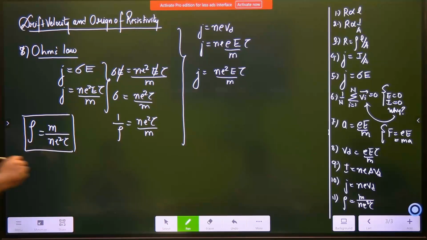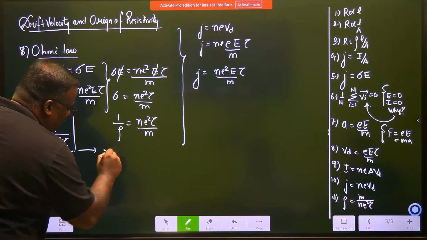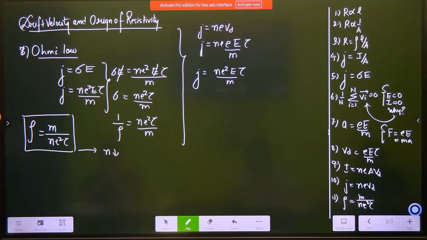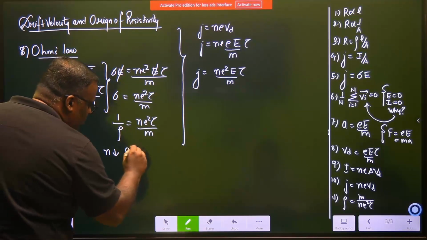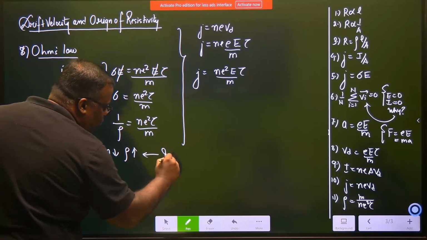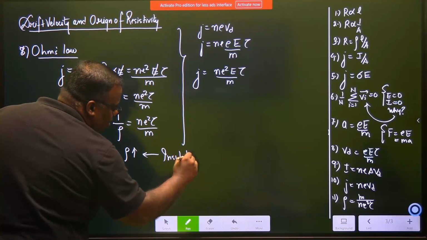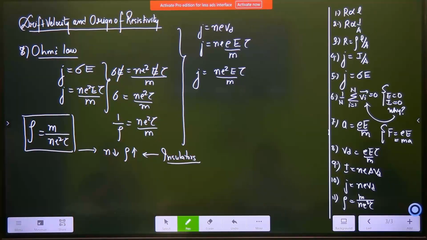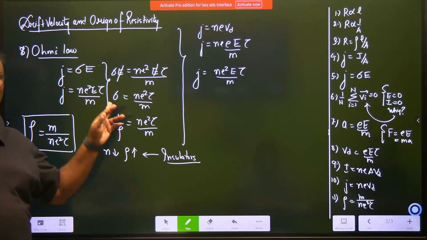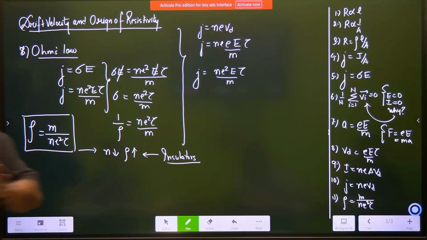Just see two observations from here. If your N is less, what is N? Number of electrons. If your number of electrons is less, resistivity goes up. Will you be a good conductor? No, your resistivity has gone up. This is typically the behavior shown by insulators. Insulators do not have free electrons. Therefore, their resistivity is very high. So they don't conduct electricity.